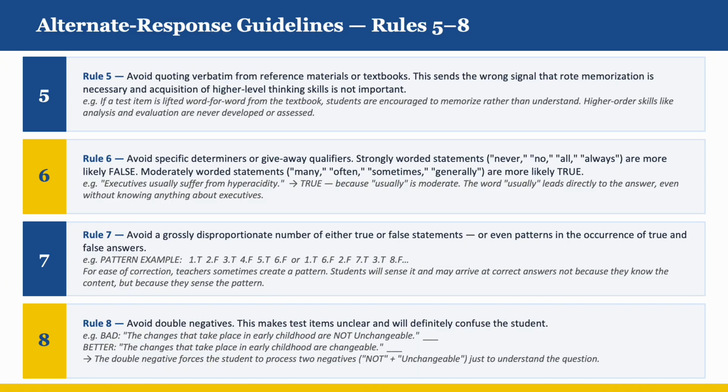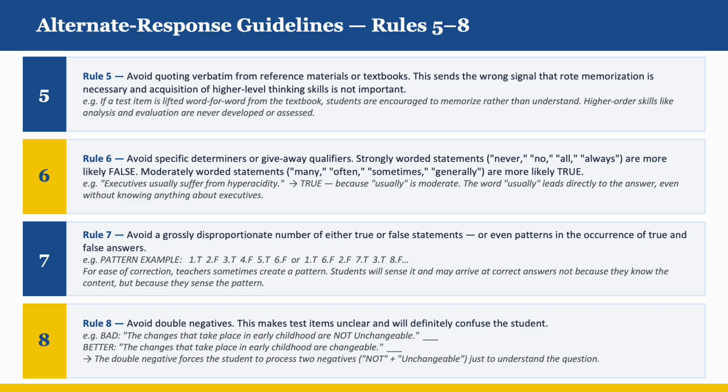Rule number 5. Don't quote a verbatim from the textbook. So if you lift items word for word from the book, you're sending students a message that says memorize the text and you'll pass. That discourages deep thinking and promotes rote memorization. So higher order thinking skills like analysis, synthesis, and evaluation will never be developed or assessed.